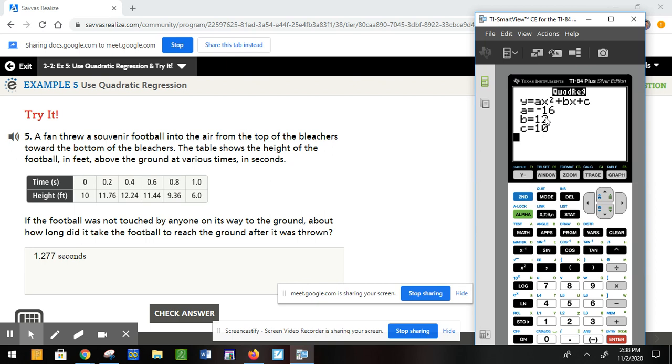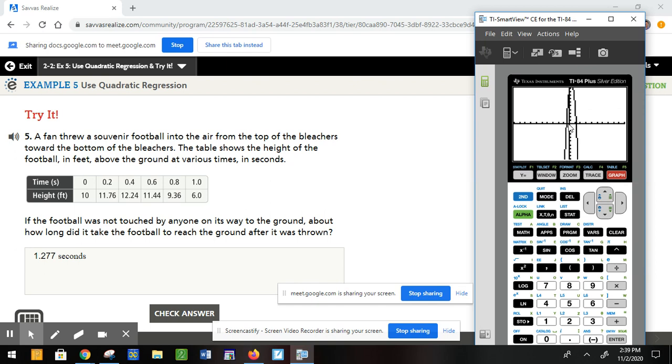So we're just going to type in the equation. We're going to graph the function. So I hit the y equals. I got negative 16x squared plus 12x plus 10. And then I'm going to graph. So that's what the curve looks like.